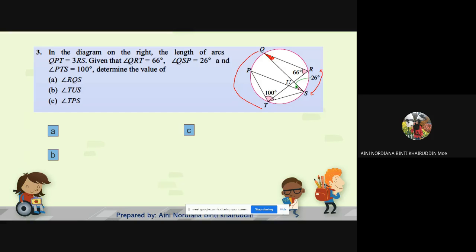Okay, how to calculate this angle? Since this is 3 times RS, the angle subtended by arc QPT is 66. As you can see from this arc to the circumference is 66. So in order to calculate this angle, 66 divided by 3, which is 22.